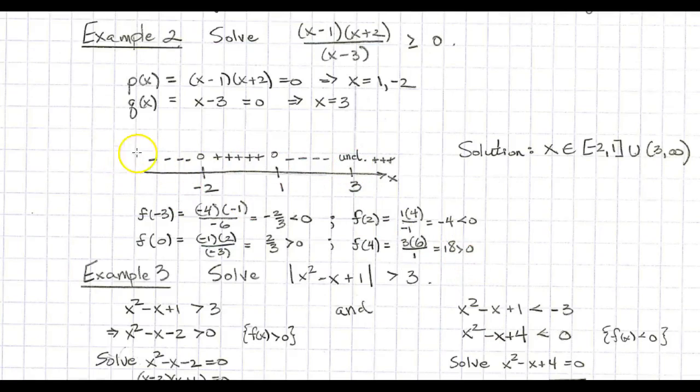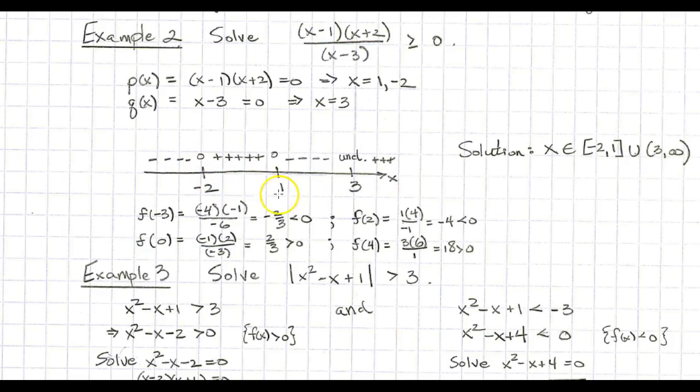So between minus infinity and minus 2, I need to pick a value that's pretty easy to plug into the function. So I'll pick minus 3. When I pick in x equals minus 3 and plug it in, I get minus 4 times minus 1 divided by minus 6. That's a minus 2/3, which is negative. So I'm going to put some little negative signs up here to say to myself that everywhere from minus infinity to minus 2, it's negative. At minus 2, it's 0.